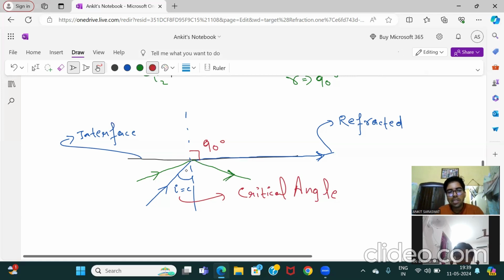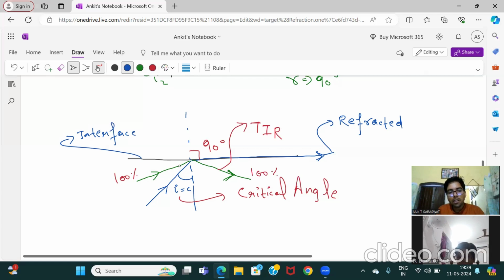Now this process is known as TIR, total internal reflection, meaning whatever light you enter in the other medium is coming back totally. 100% light is striking this boundary and 100% light is received. Clear? There is no wastage. If 100% light is going to enter, 100% light is coming back to the same medium. This is known as reflection. Reflection means bouncing back of light within the same medium.